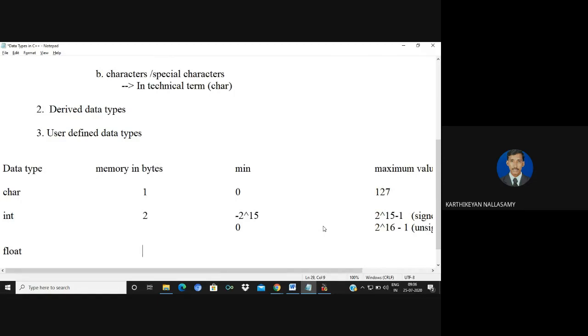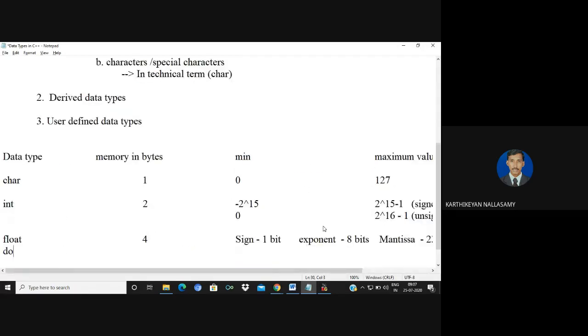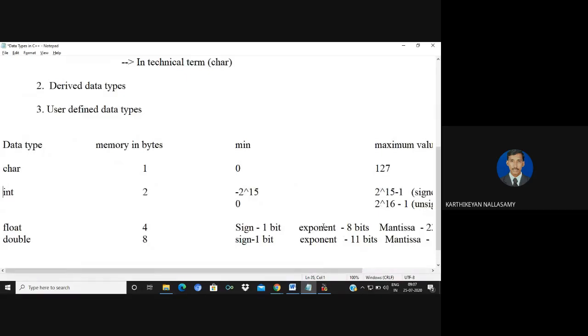Next is float. It is 4 bytes. I will give you a formula so you can calculate it: 1 bit for the sign, 8 bits for the exponent, which handles the fractional part, and 23 bits for the mantissa. For double, it is 8 bytes: 1 bit for the sign, 11 bits for the exponent, and 52 bits for the mantissa. Based on that, we can calculate the minimum and maximum length for your primary data types.